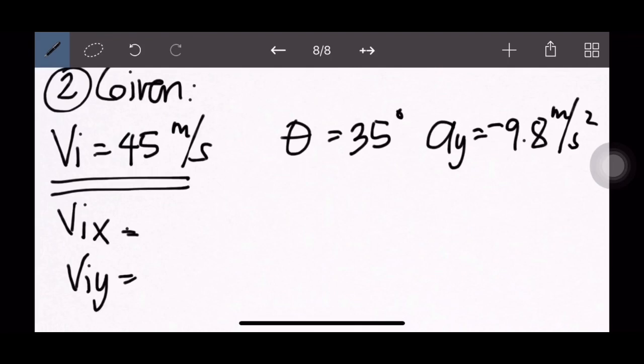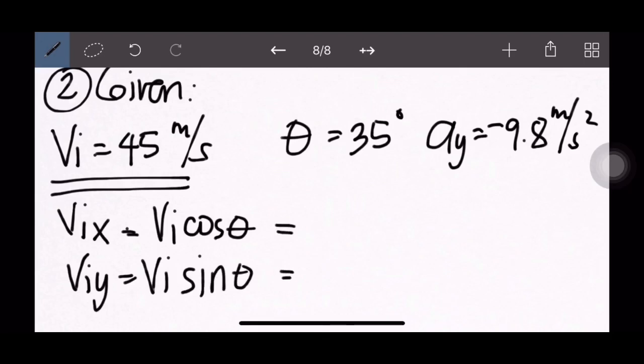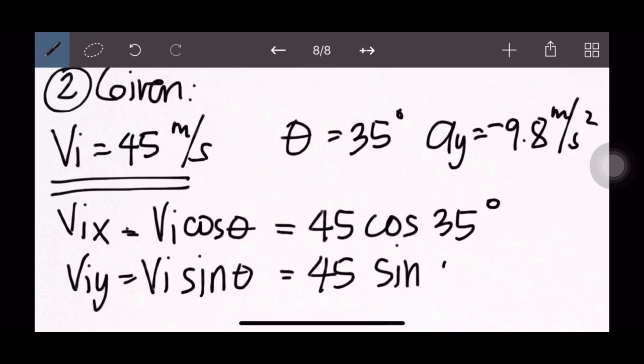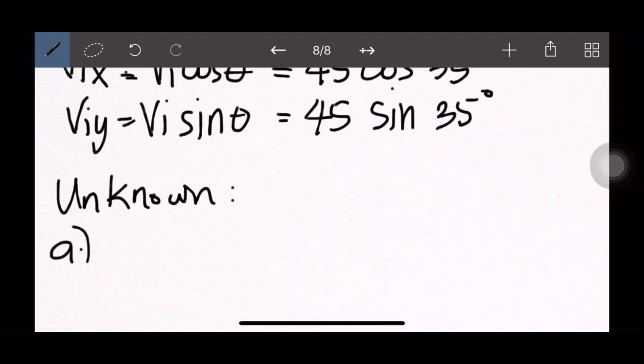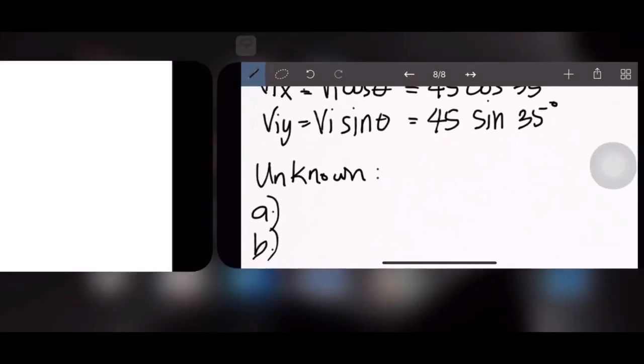So to solve for VIX, you know that this is VI cosine theta. For VIY, that's VI sine theta. So let's just put the values: this is 45 cosine 35, this is 45 sine 35. Right now, let's try to list all the unknowns, because sometimes the first unknown can't be solved unless the second unknown is given or solved. So let's have the first unknown.